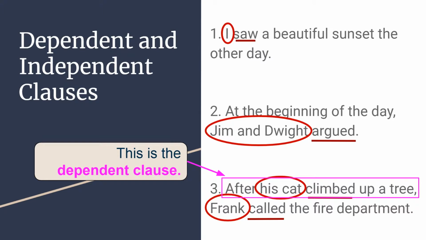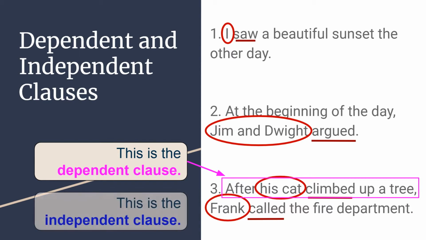After his cat climbed up a tree is a dependent clause. It's good, but if I erased it, the sentence would still make sense. Frank called the fire department. This must be there. This is the independent clause. If I deleted this, the sentence would not make sense. It would be, after his cat climbed up a tree, what? I need more information. But if I had only the blue part, Frank called the fire department, that's fine. I don't know why he called the fire department, but I have enough information to understand the situation that's going on.